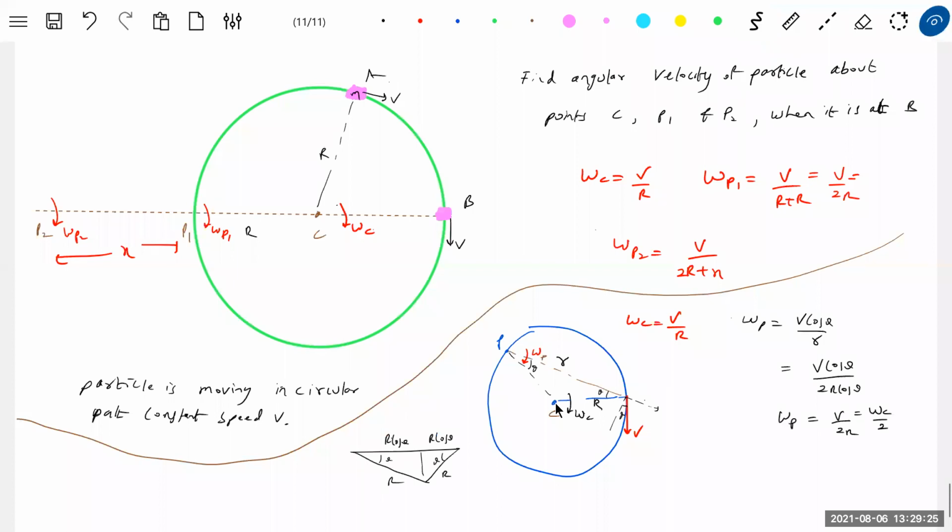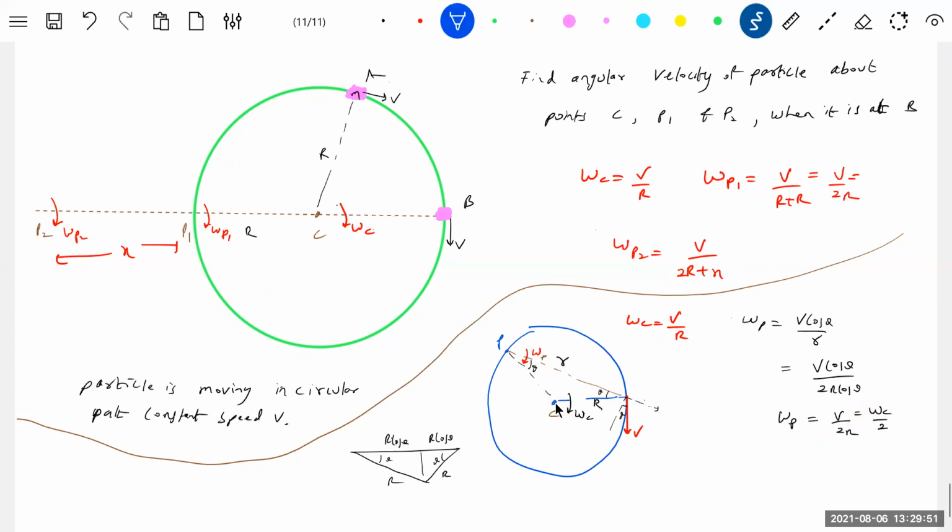What is the conclusion you can make? If omega C is the angular velocity of the particle about its center, then about any point on the circumference, the angular velocity will be half of it. It was very simple. I brought it here mathematically. What is point P? Point P on the circumference. What is omega C? Angular velocity about its center. Then what is the angular velocity about any point on the circumference? Half of it.